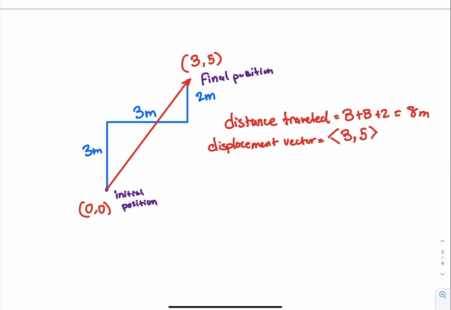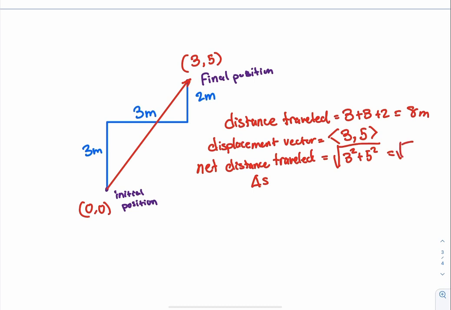Now, let's find net distance moved. You can also call this value delta S. To do this, we have to take the magnitude of the displacement vector. Adding 3 squared plus 5 squared gives us root 34, which simplifies into 5.83 meters.